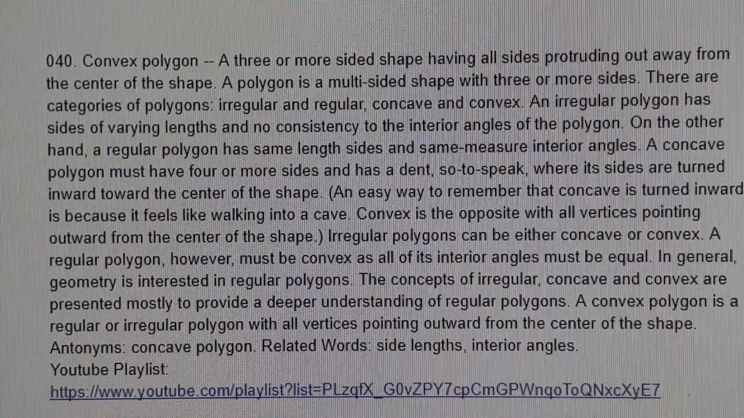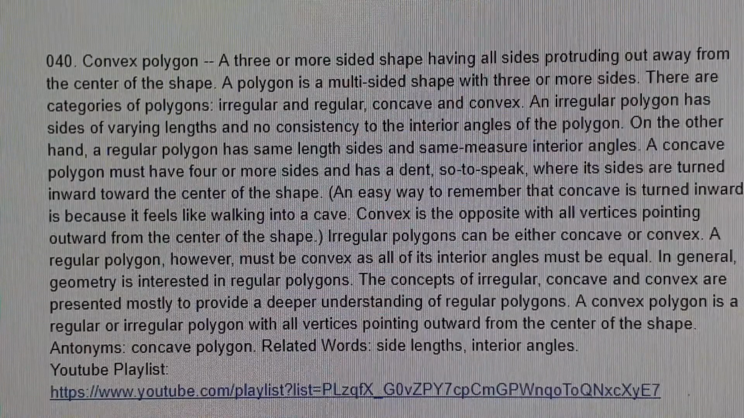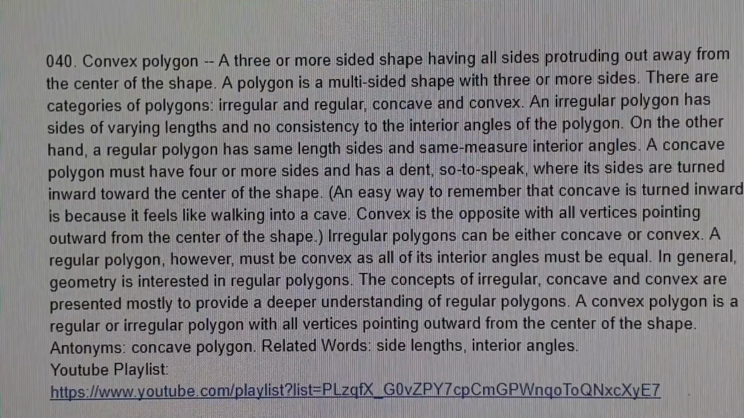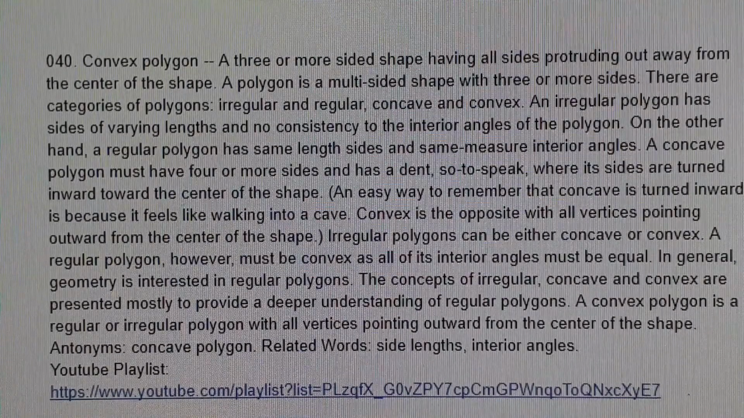Convex polygon: a three or more sided shape having all sides protruding out away from the center of the shape. A polygon is a multi-sided shape with three or more sides. There are categories of polygons: irregular and regular, concave and convex.